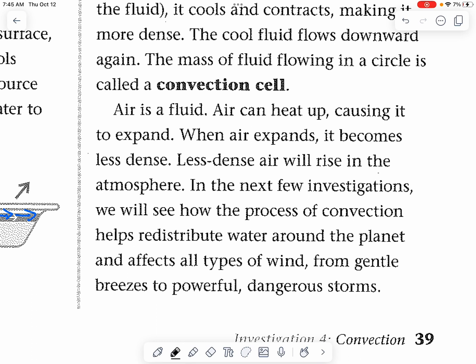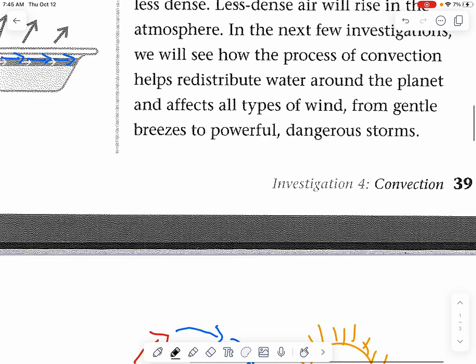In the next few investigations, we will see how the process of convection helps redistribute water around the planet and affects all types of wind, from gentle breezes to powerful, dangerous storms.